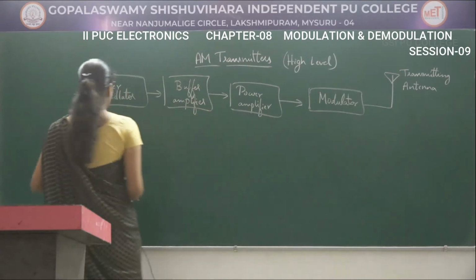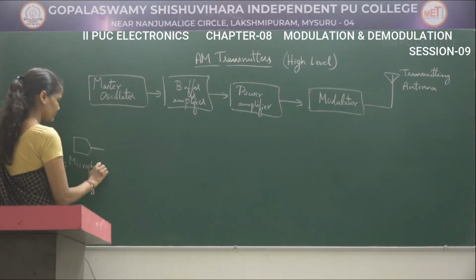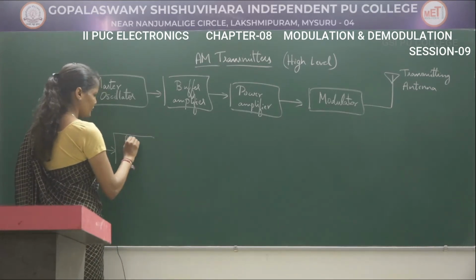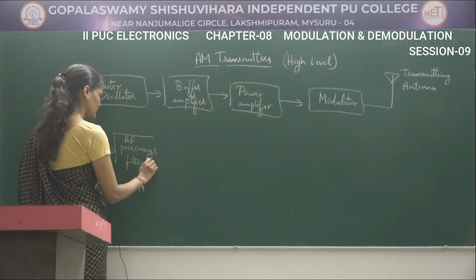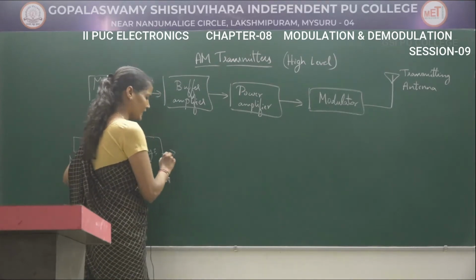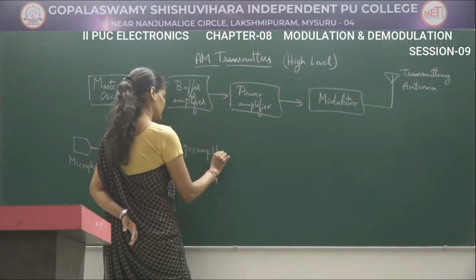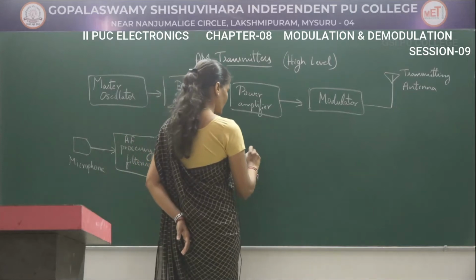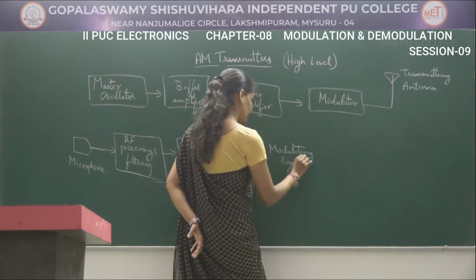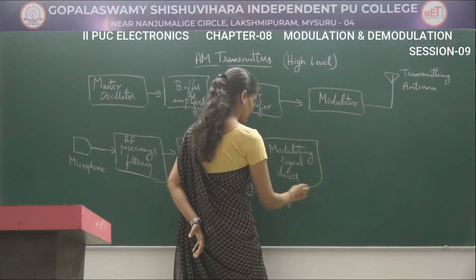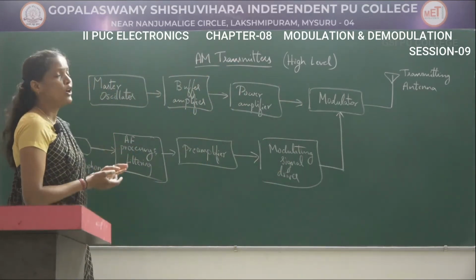So this is one line of the block diagram. The second line comes here, and this is a microphone, and the output of this microphone is given to audio frequency processing and filtering, and the output of this audio frequency processing and filtering will be given to the next block, that is nothing but the preamplifier. And the output of this preamplifier will be given to the modulating signal driver, and finally the output of this driver will be given to the modulator as the input. So this is the block diagram of an AM transmitter.